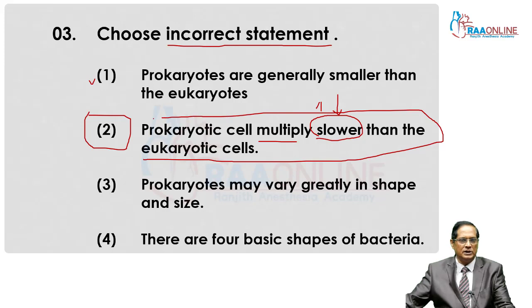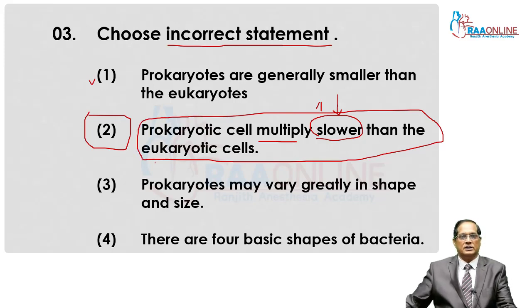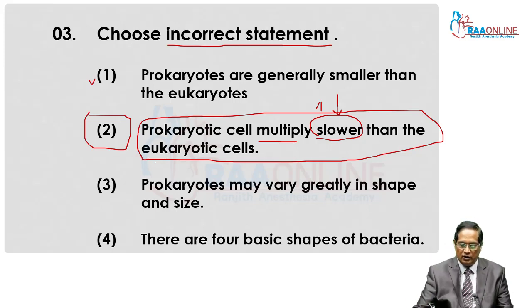They are very simple types of cells, and they multiply very fast. They have only one option for their multiplication, that is amitosis. Prokaryotic cells multiply by amitosis only, a simpler mode of cell division. The mode of multiplication of prokaryotic cells is by means of amitosis.